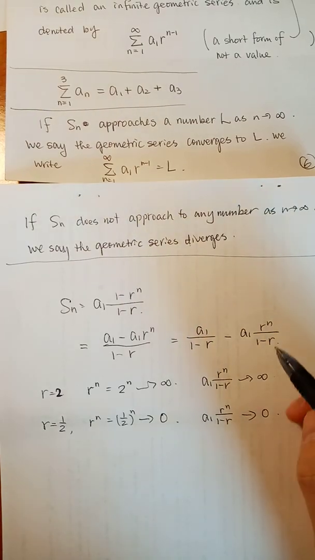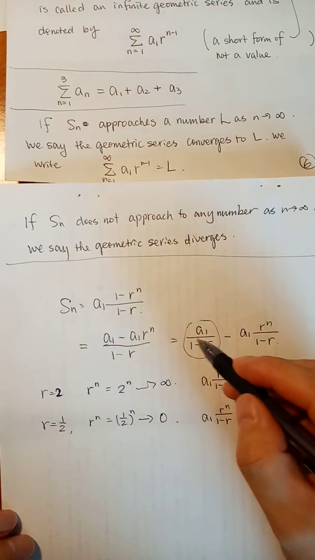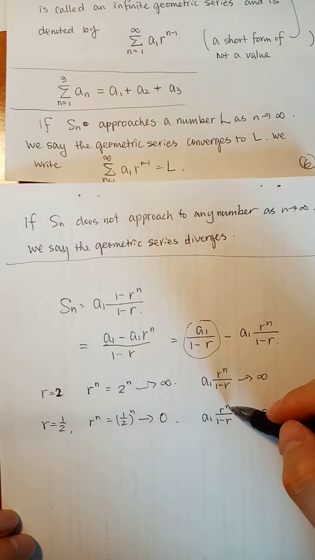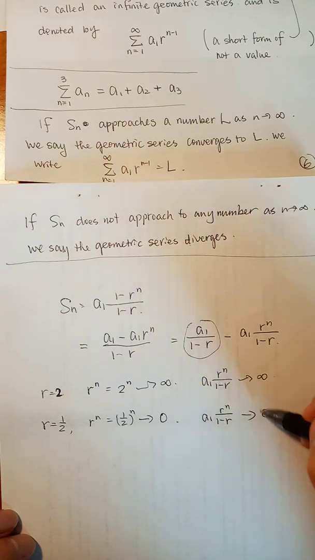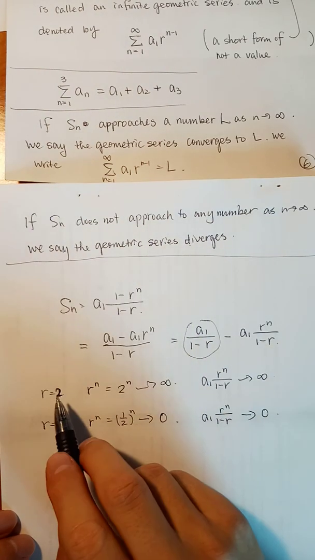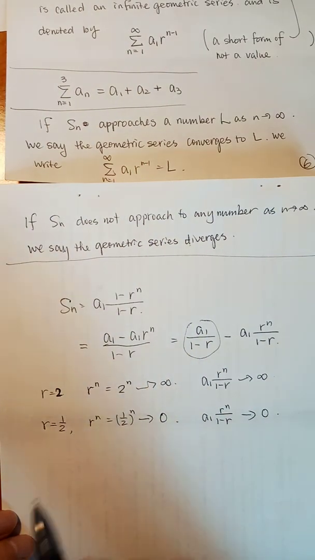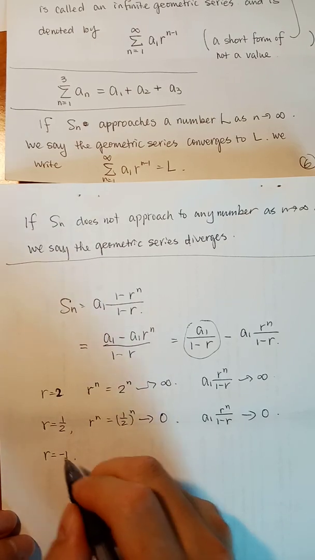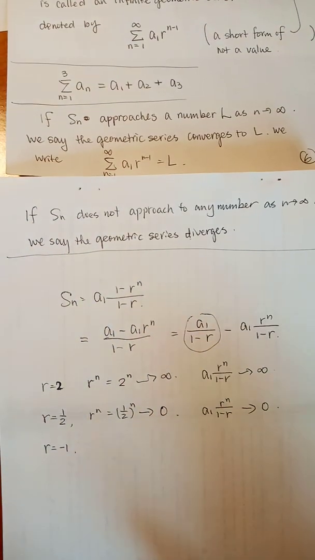It does approach a number. This is constant, that's why we leave it here. We don't discuss it. It's constant. It does not depend on r. Only this part, when r is 1/2, will approach 0. So this gives us the universal classification. And here we only chose a positive number. Let's try if we choose a negative number.